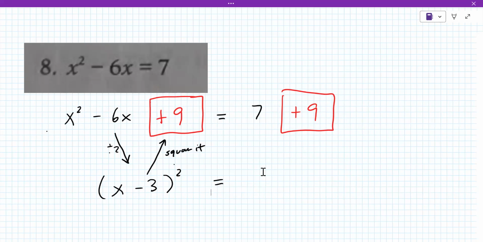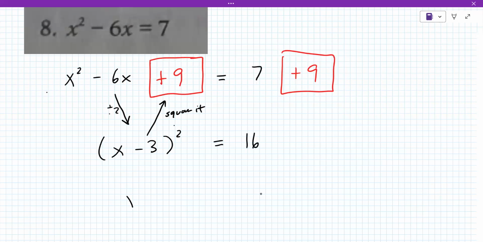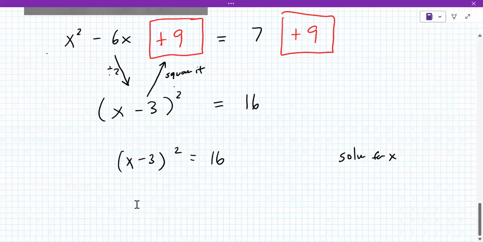What is 7 + 9? 16, good. So now we have a problem where I'm just going to rewrite it to get it a little more compact. Our goal is to solve for x. So it was 16. To solve for x here, we're going to take a square root of both sides.